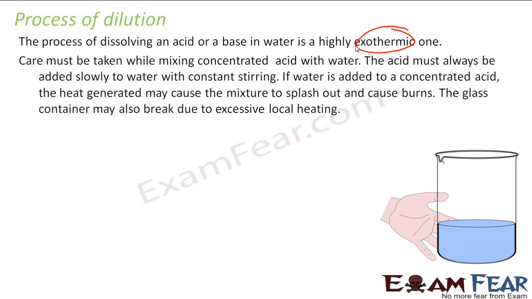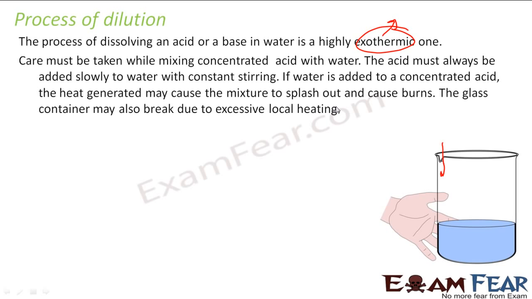So what we do is, we stir it properly and we slowly add acid or base to the water. You keep the water here and then, little by little, you add acid or base and you keep stirring it so that you don't get very high heat, because this is an exothermic process. If you add, let's suppose, 1 liter of water and 1 liter of acid, it will generate huge heat. It may burn your hand, it may burn the container also if it's a plastic container.